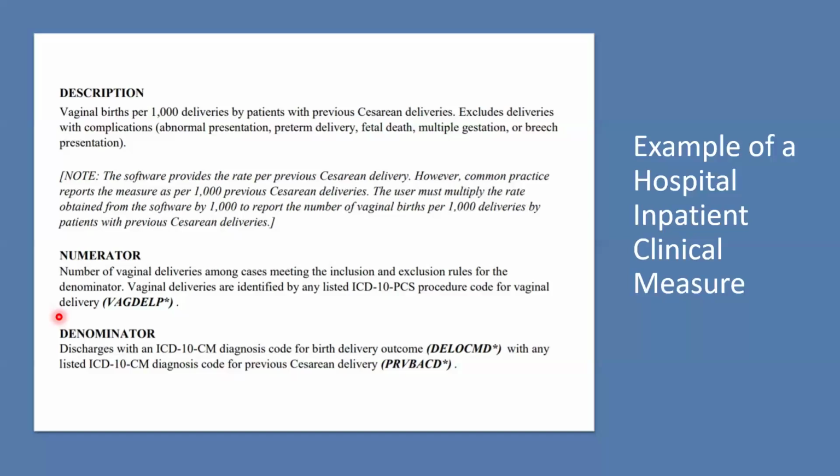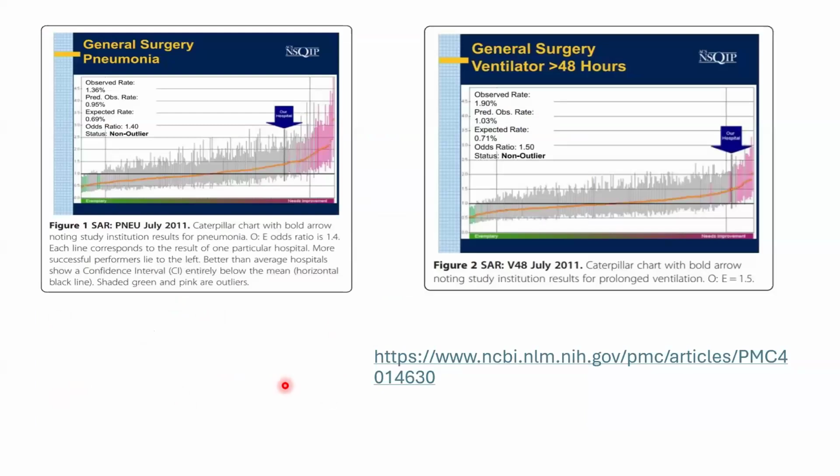You have a numerator and a denominator, where the numerator is the number of vaginal deliveries among cases meeting the inclusion and exclusion rules, and the denominator is the discharges with that ICD code for what you're measuring. You can also have one of general surgery pneumonia, or general surgical ventilator days beyond 48 hours.